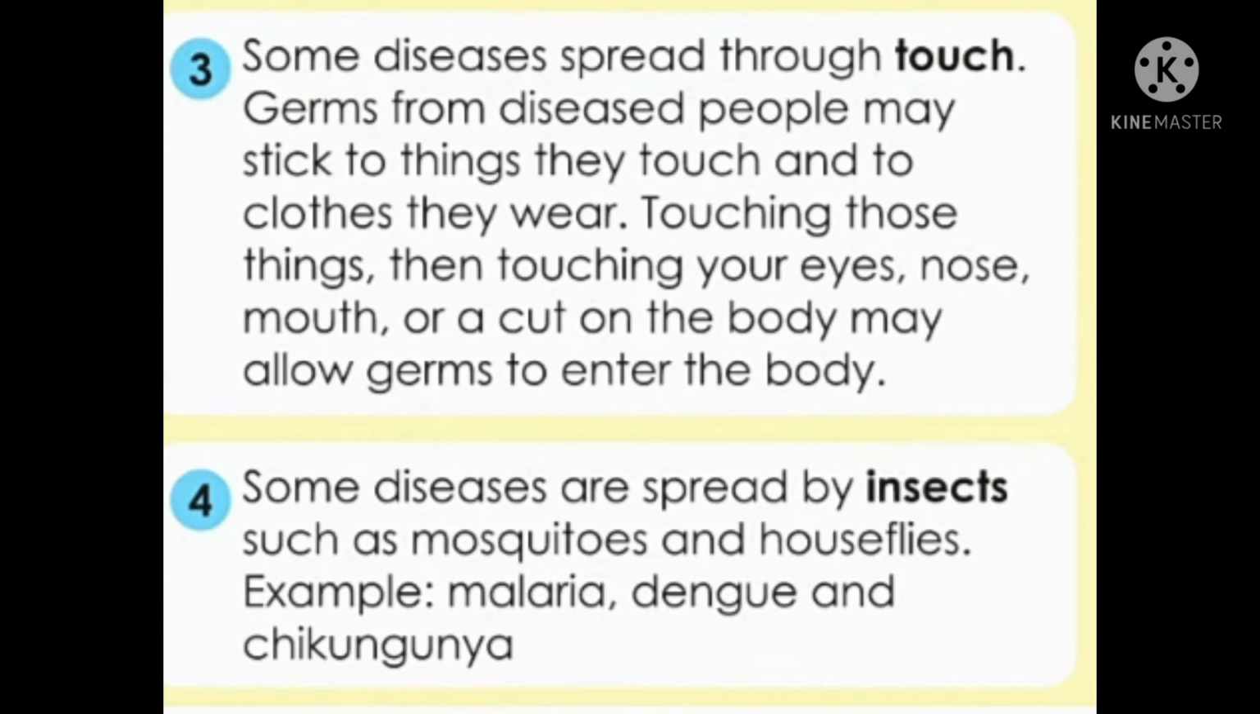Next, some diseases spread through insects, children, such as mosquitoes and houseflies. So, what are all the diseases caused through this? Malaria, dengue, and chikungunya.